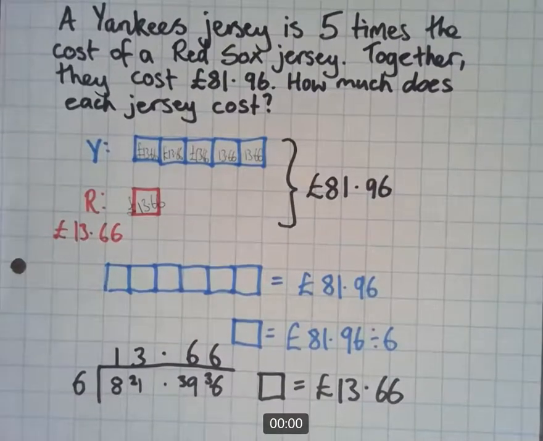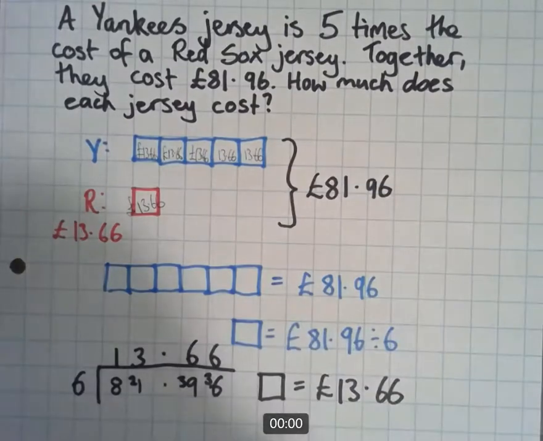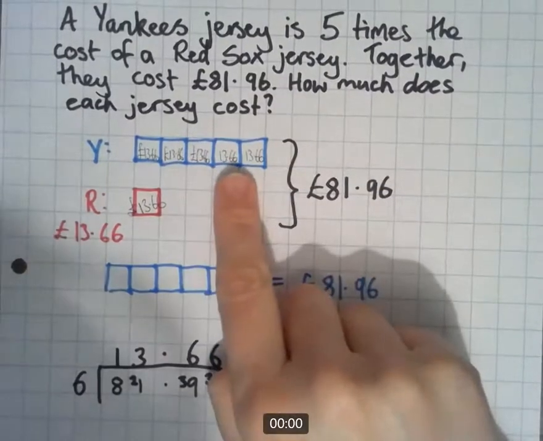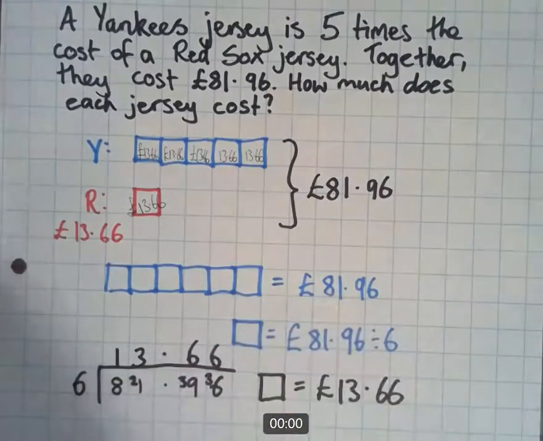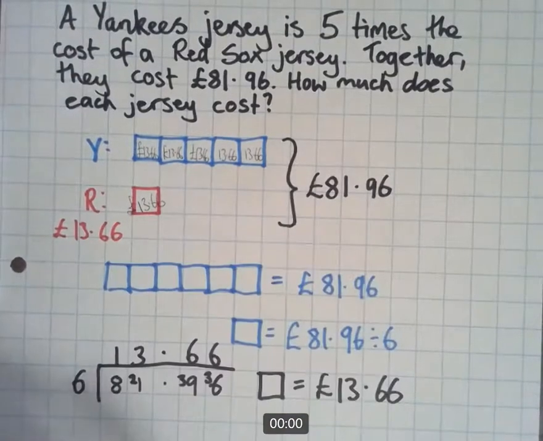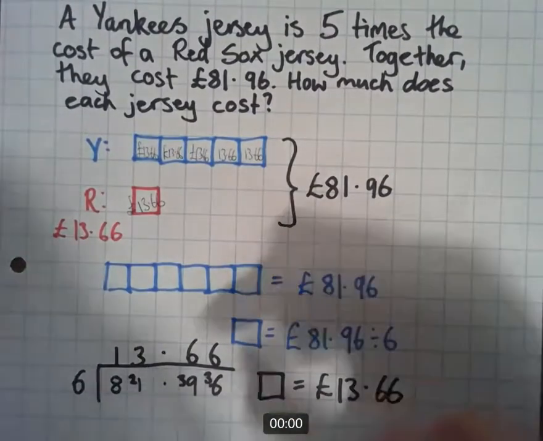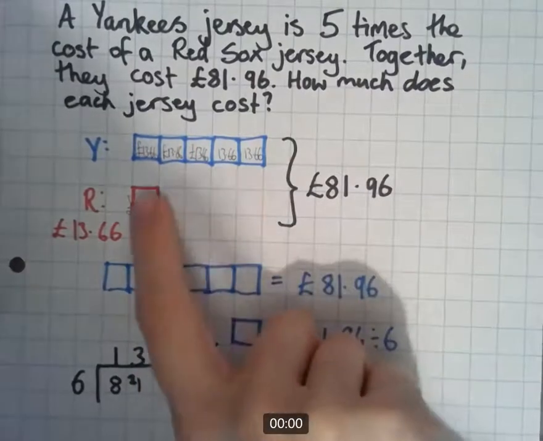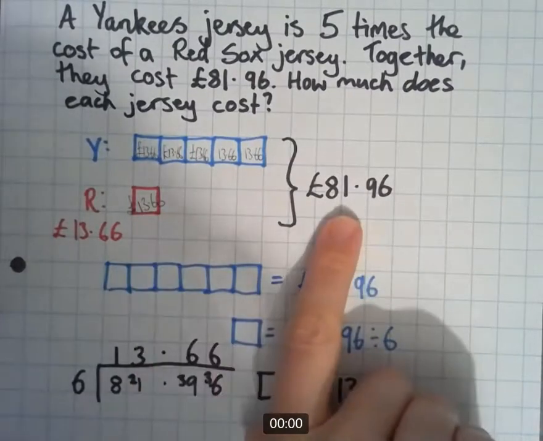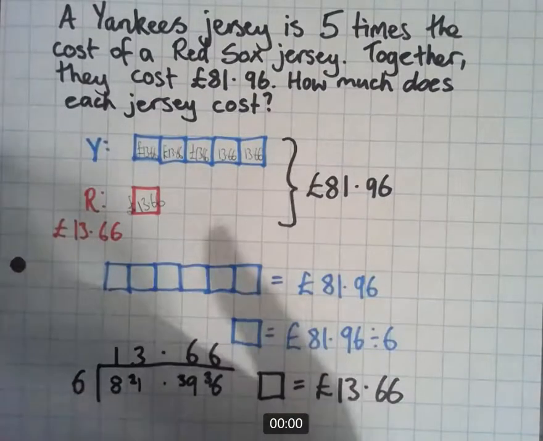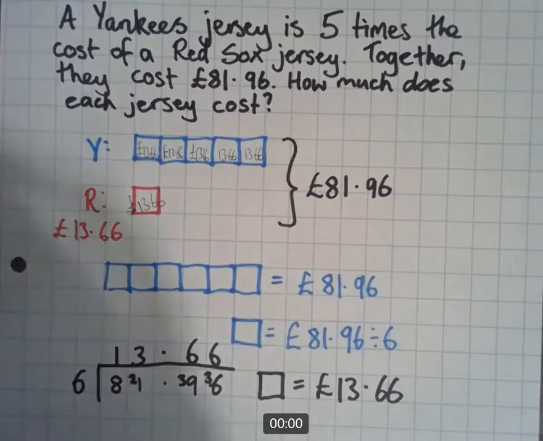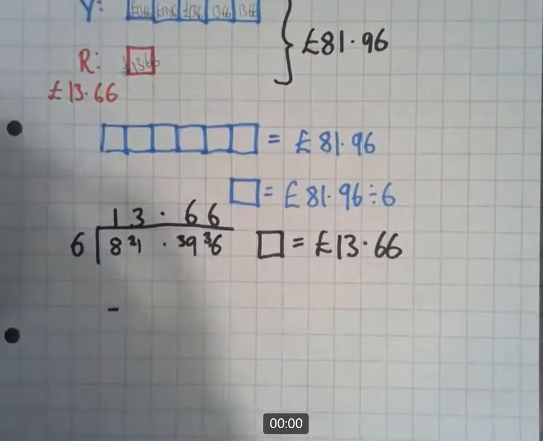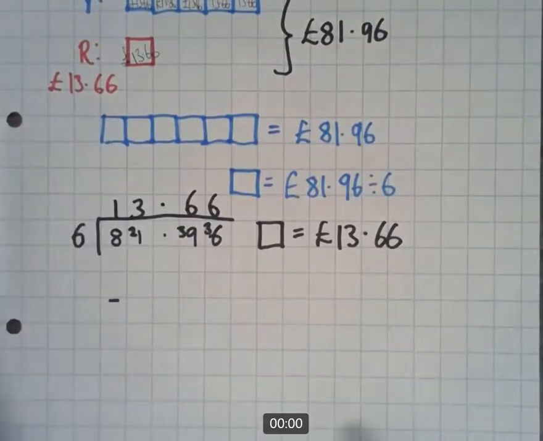Now we need to work out the cost of the Yankees jersey. And again, there are lots of different ways that we could do this. So we could do 5 lots of £13.66. We could find the difference between the two of them here. Or, you know me, I like to be nice and efficient. I know that if we take away the cost of the Red Sox jersey from £81.96, we can do it that way as well. Seeing as you guys have been doing multiplying decimals this week, we'll do that one though. Normally I would be nice and efficient and I would just do the subtraction one, but we'll do this.